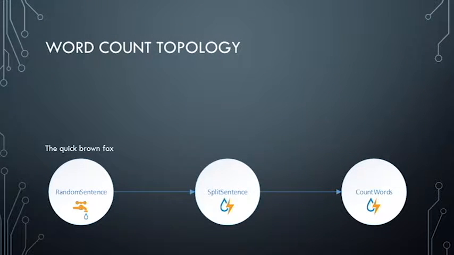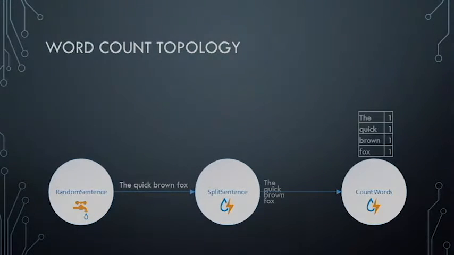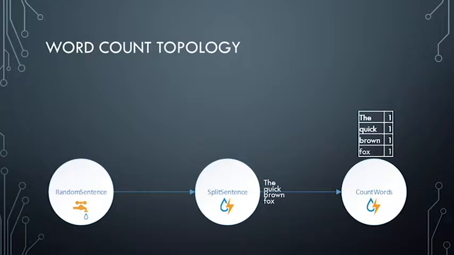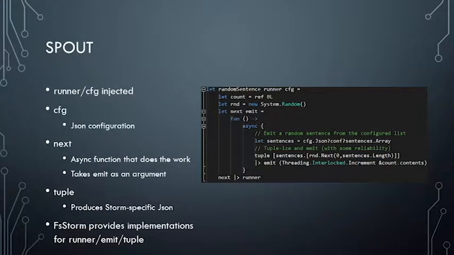So this is just showing how data would flow through this topology. Random sentence would pick out a sentence, emit it on its default stream, and then split sentence would emit each word individually on its default stream, going into count words, which counts the number of times it sees each word. So nothing too complicated there.